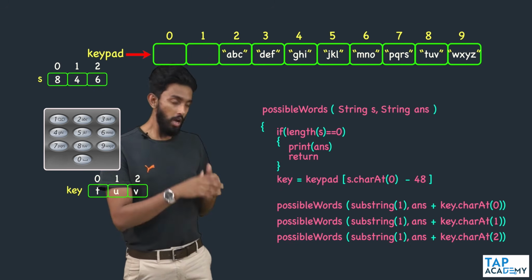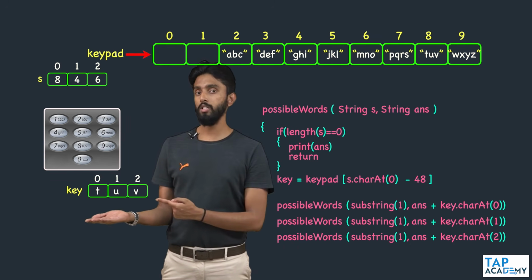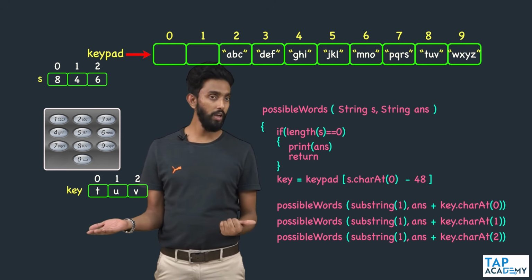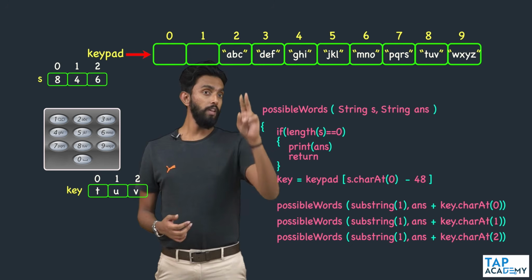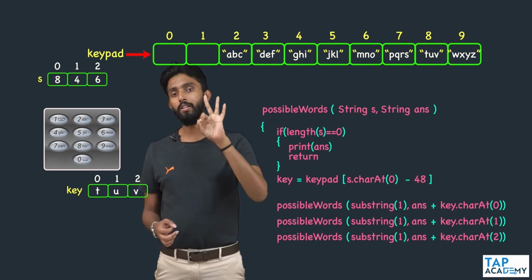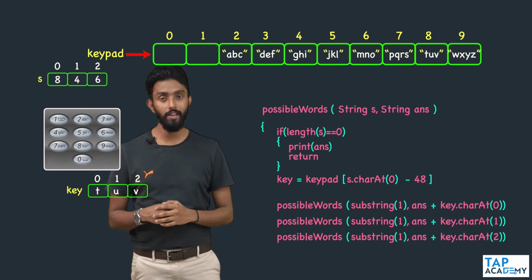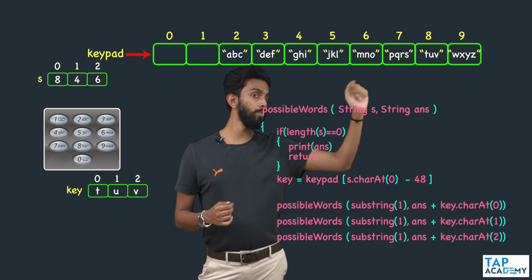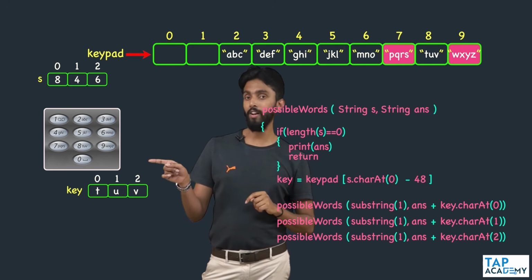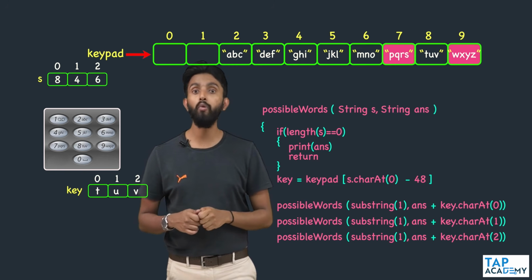Three calls. Now you must understand one thing. Look at the number of characters in key, 3 characters. Look at the number of recursive calls, 3. If each of these indexes had only 3 characters, then I could have written like this and forgotten. But unfortunately, if you notice, there are a few indexes, especially 7 and 9. 7 and 9 on the keypad do not have 3 characters, they have 4 characters.